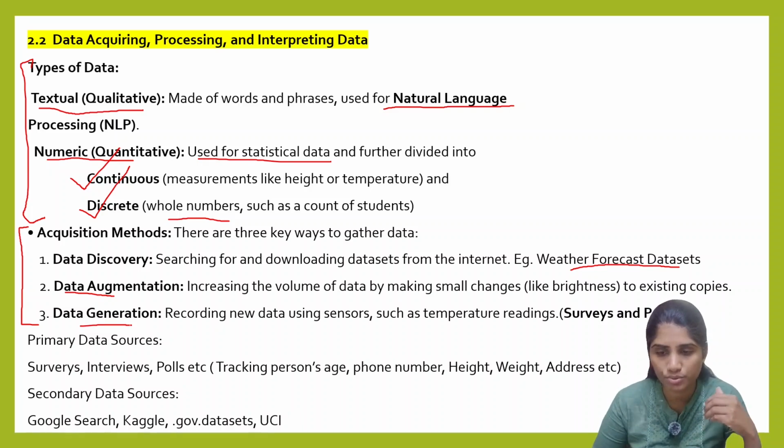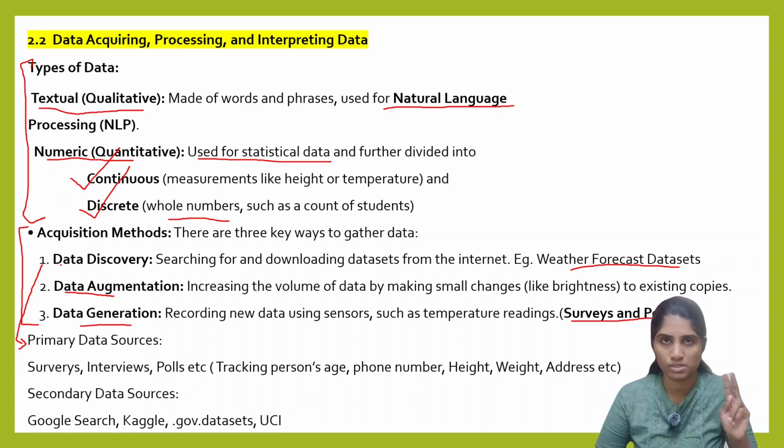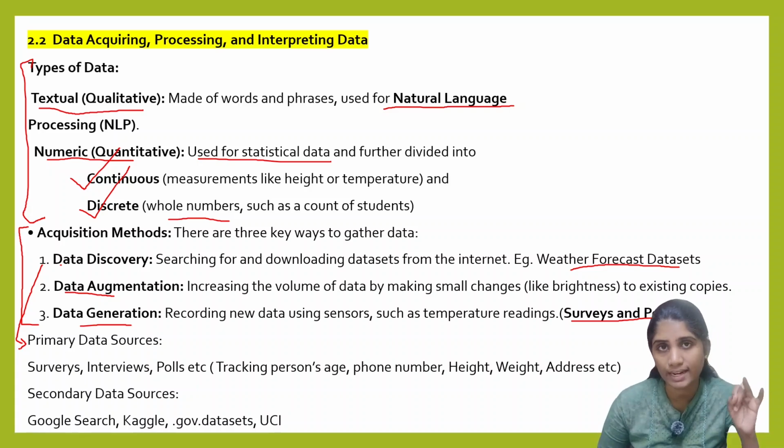Recording new data using sensors, such as temperature readings. We have many IoT devices, sensors, CCTV cameras. So all the data getting generated by these types of devices, we call data generation. It can also be an example of a survey or poll. So these are the three types of data acquisition methods, okay. And this first one, we talked about collecting data from the sources. So there are two types when we are downloading data. One is a primary source of data and the second is a secondary source of data.